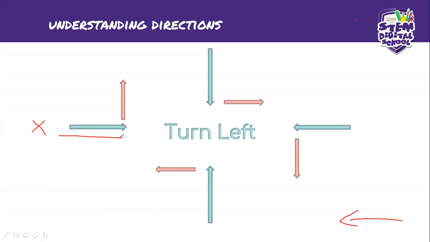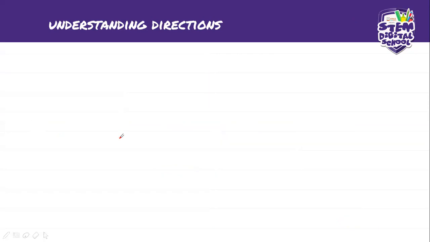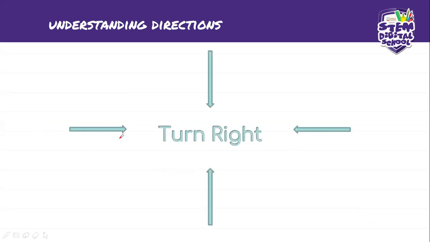This is why we have to be careful of when deciding to turn, which way to turn. And then the same with our right turn. We can come from any direction. And then if we come from the left, we remember if we turn right, we will actually go down. If we come from the right and we turn right, we will go up.